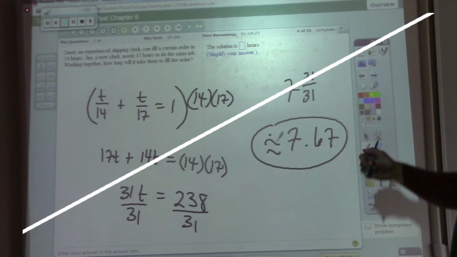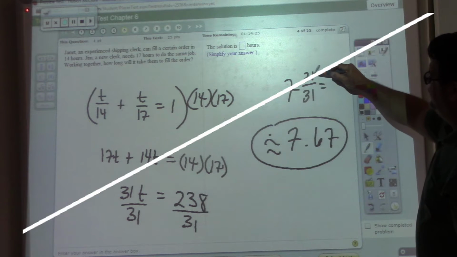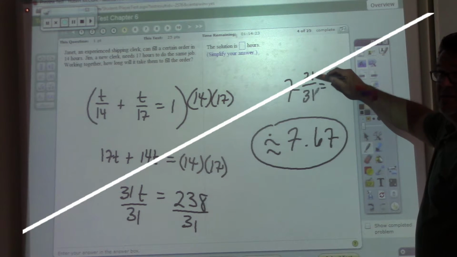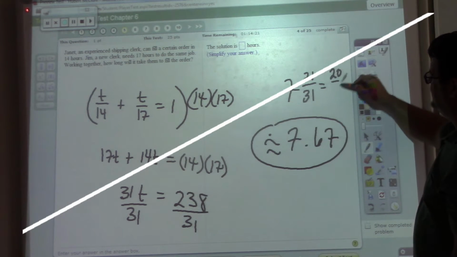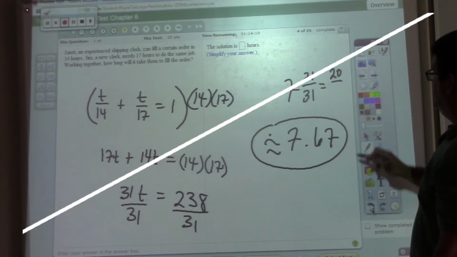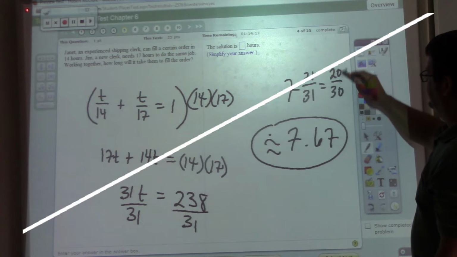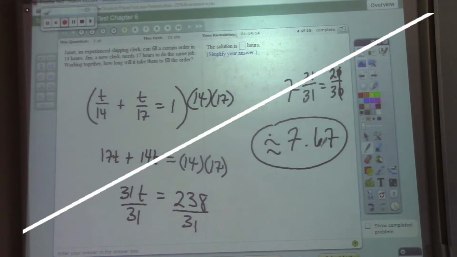Did y'all see what I did? I changed this. What's the difference between these two? Nothing, right? So I can change this to 20 over 30. And everybody knows that 2/3 is 0.67. That should be a fraction that everybody remembers, like 1/2 is 0.5 and 1 over 6 is 0.16. You all should know that.